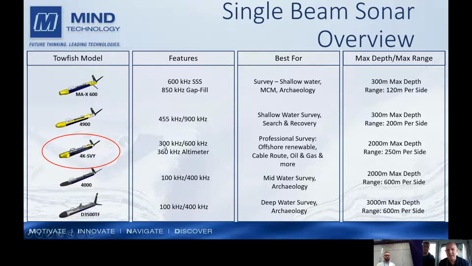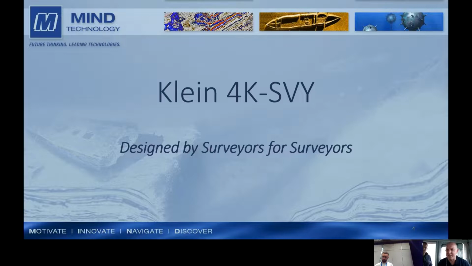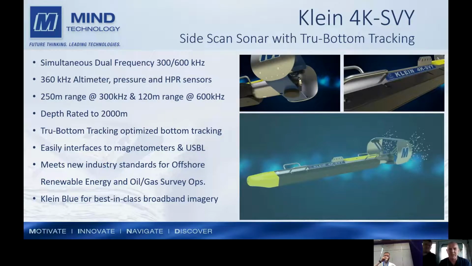So just in terms of the sonar system that we're demonstrating today, this is the 4K survey system over here that's highlighted. It's a 300, 600 kilohertz system, and it's designed for the professional offshore renewable cable route and oil and gas survey market. This system has actually been designed by surveyors for surveyors, so it's got a lot of unique features in it. Some of the unique features are, it's a simultaneous dual frequency side scan, 300, 600 kilohertz. It has a dedicated 300 kilohertz altimeter, pressure sensor, and heave pitch roll sensors.